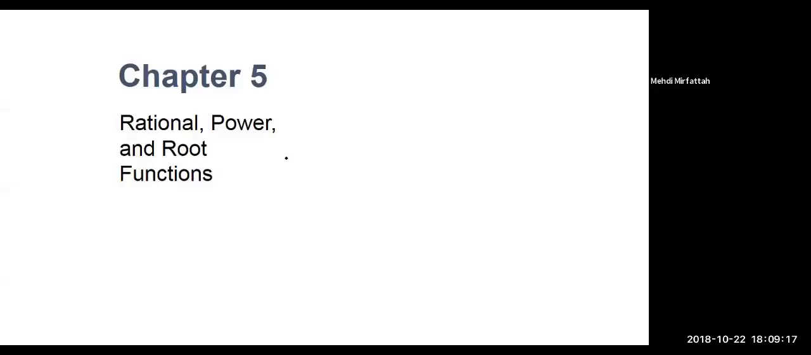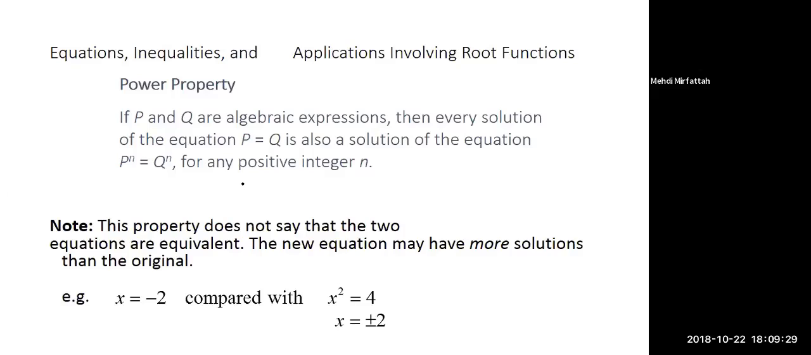Okay, we're going to continue our discussion on chapter 5, equations, inequality, and application involving root functions, power properties. Let's take a look at this one. If P and Q are algebraic expressions, then every solution of the equation P is equal to Q is also a solution of the equation P to the power of n is equal to Q to the power of n for any positive integer n.